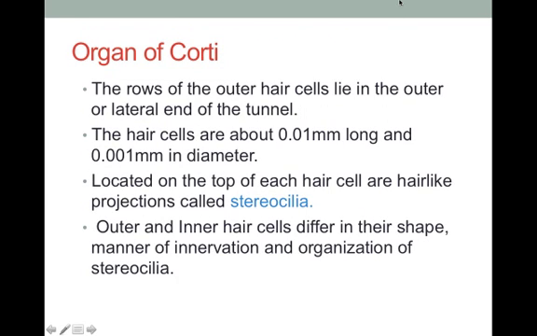So these hair cells are really small structures. They're only about 0.01 millimeter long and 1,000th of a millimeter in diameter. But even smaller structures sit on the top of these hair cells. We call them the stereocilia. These inner hair cells and outer hair cells differ in terms of their shape, the manner of innervation, how the auditory nerve innervates these hair cells, and the organization of the stereocilia that sit on the top of those hair cells.